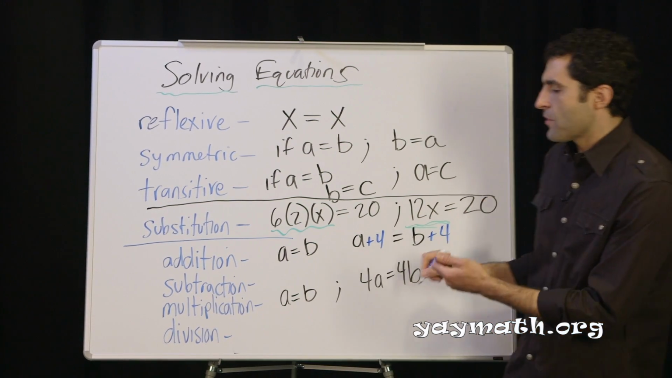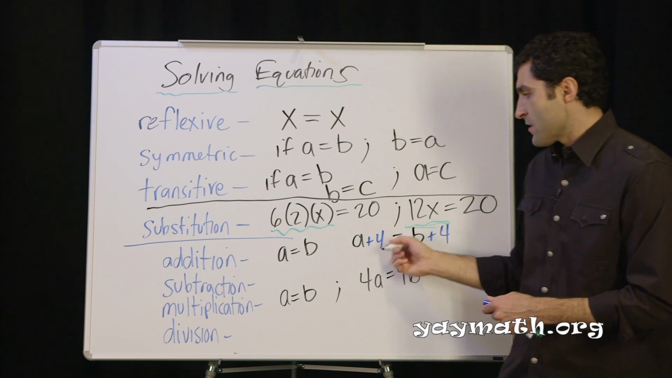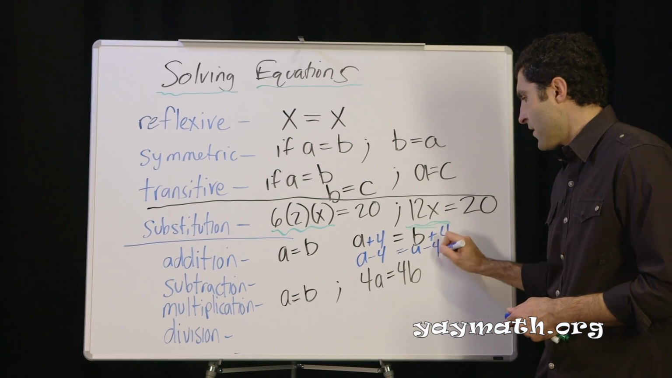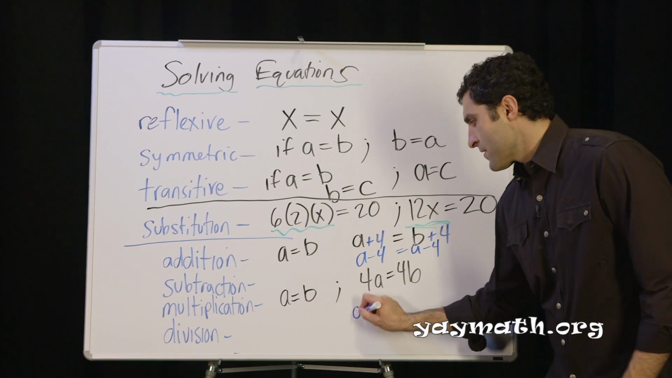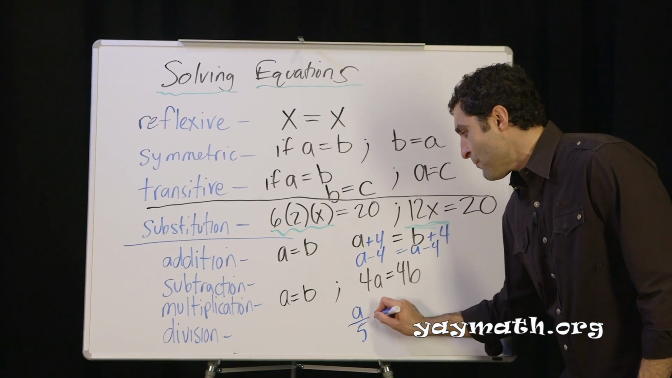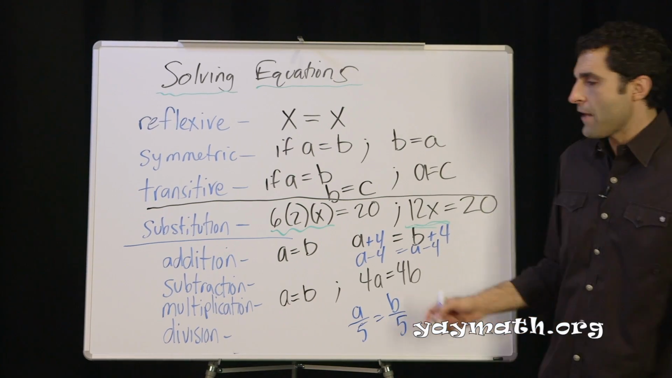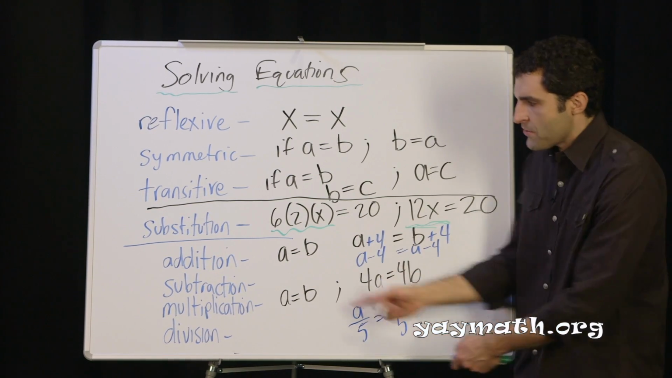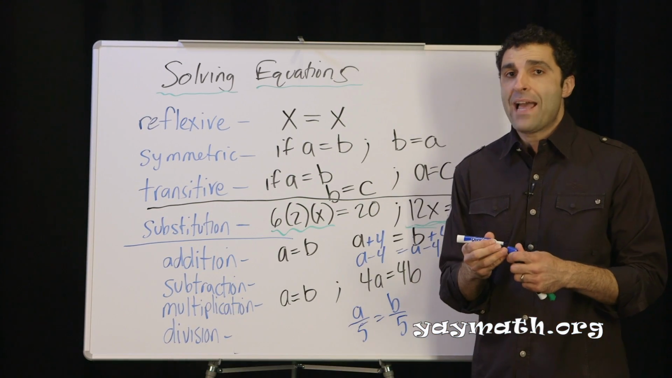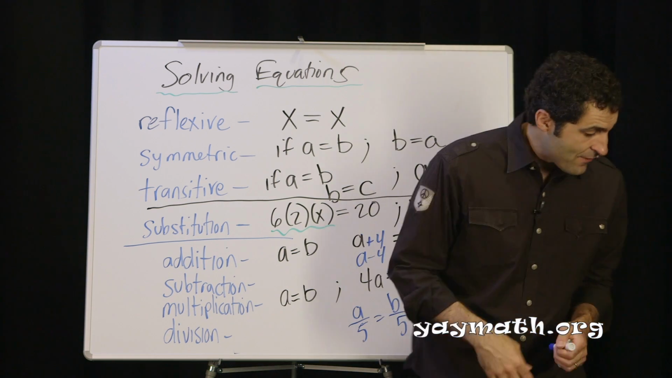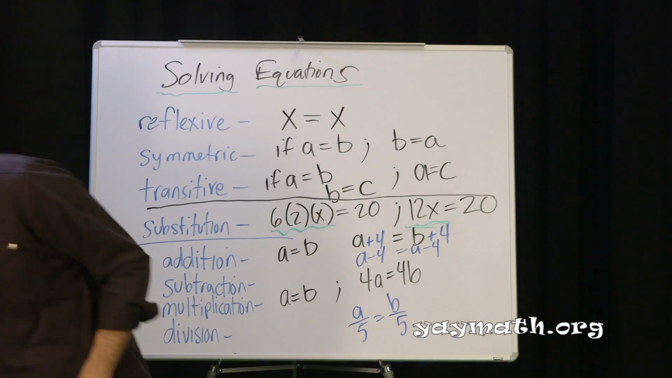There you go. I added 4 to both sides, that's the addition property. Subtract 4 on both sides, that's the subtraction property. And then divide something on both sides, a over, mix it up, 5. Very good. So whatever you start with and then do something to both sides, that's one of these math properties, okay?